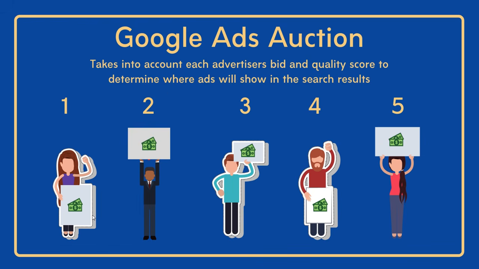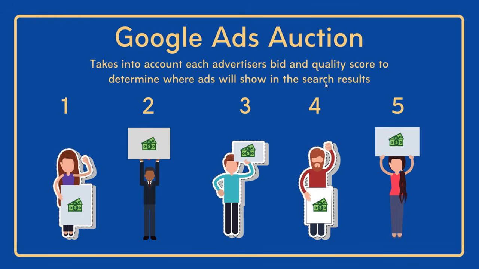And what happens is there's a Google Ads auction. So every time there's a search in Google, if you go to Google right now and you type in any search that's going to display advertisements, it's going to quickly process this Google Ads auction, which takes into account each advertiser's bid and their quality score to determine where ads will show in the search results.